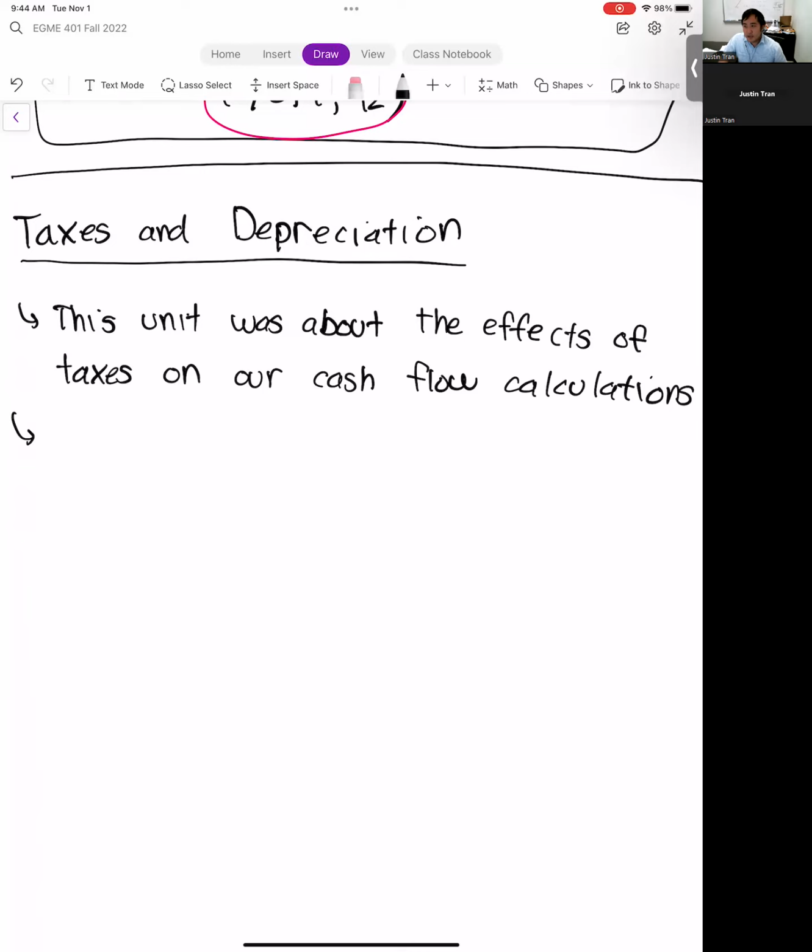And the upside to this is that, essentially, because of our government, we have to pay a certain percentage of any revenue or a certain percentage of any money that we make to the government in the form of taxes. And so for most of this unit, what we assumed was that it was 21%.